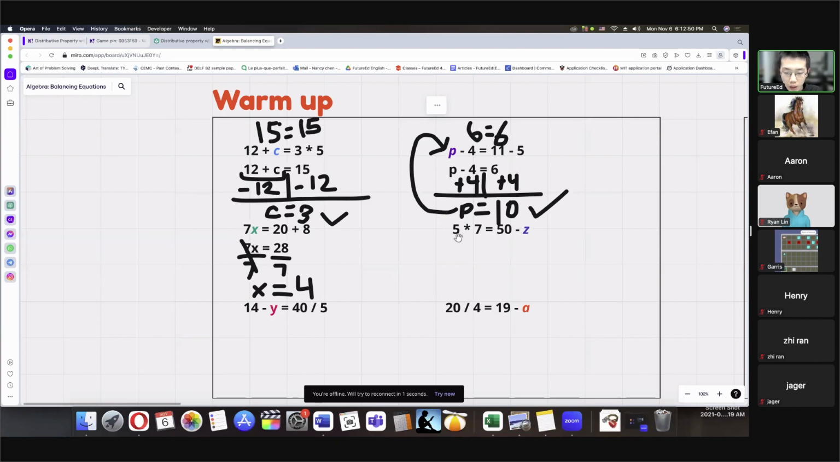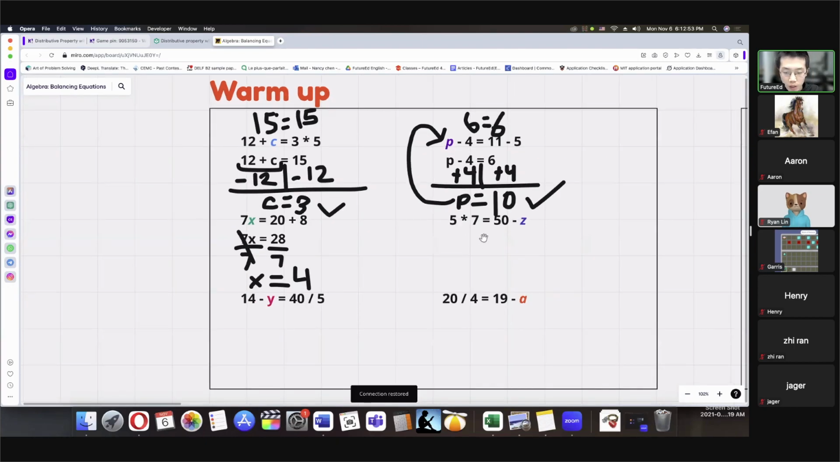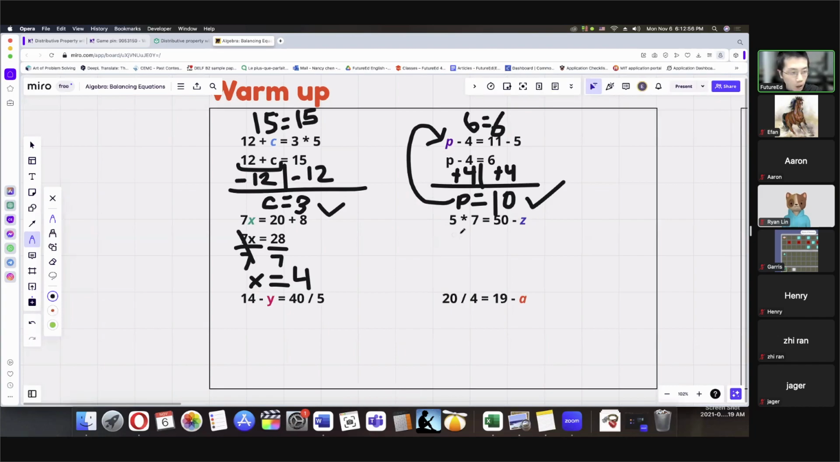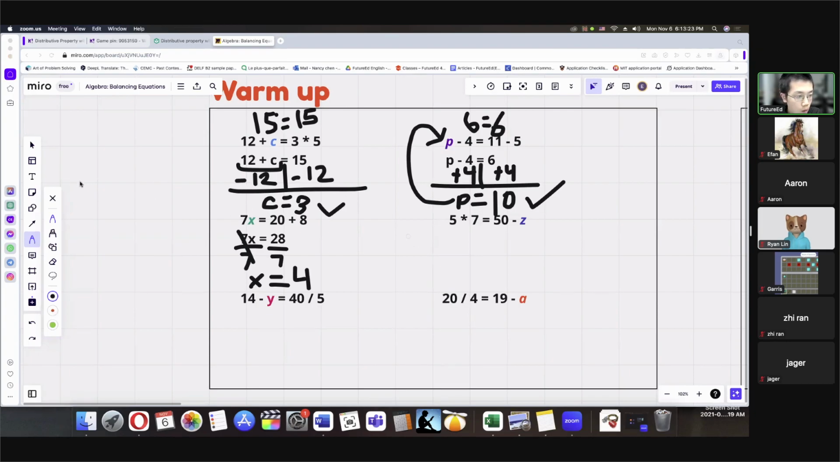Henry, would you like to try the fourth one, please? We're trying to speed through this, so we can move on with the lesson today. Henry, would you like to try 5 times 7 equals 50 minus Z, or Z, depending on what you like to call them? So where will we start for this equation? Okay, I guess I'll move on to Jagger. Can you try 5 times 7 equals 50 minus Z?